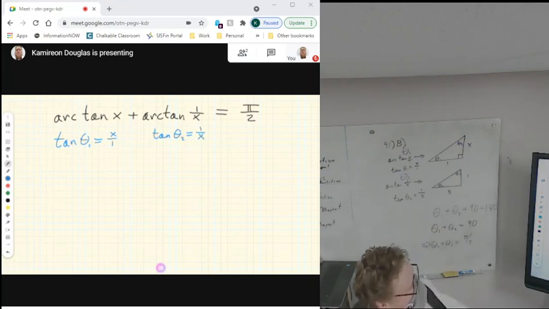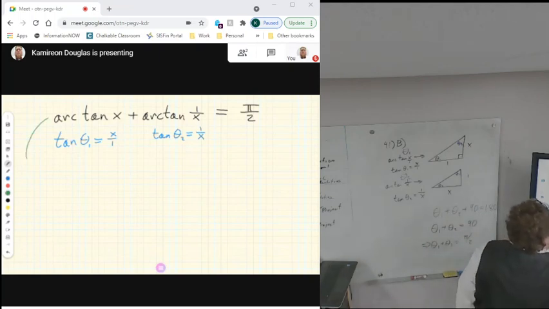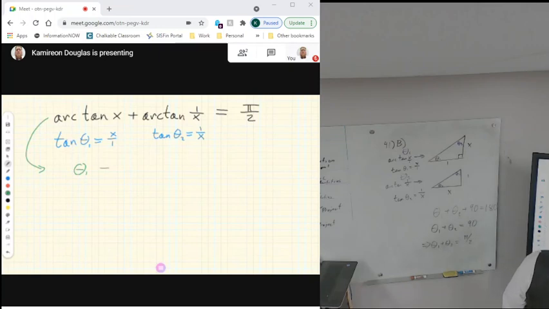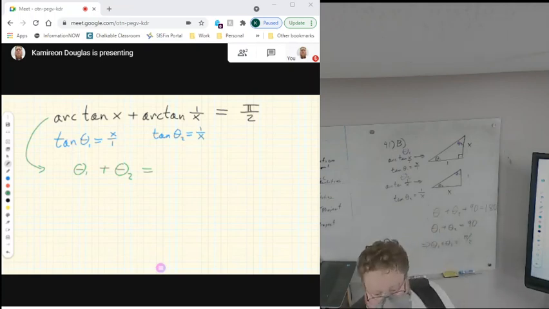And so what I can do here is I can try to convert these two into some standard function. In other words, I want to show that if I resubstitute these problems, theta 1 plus theta 2 has to equal pi over 2 somehow. The best way to show that is, again, via the picture. Let's show that they're related to each other.